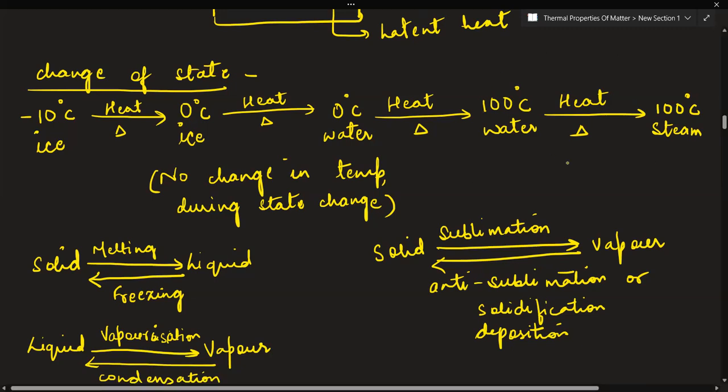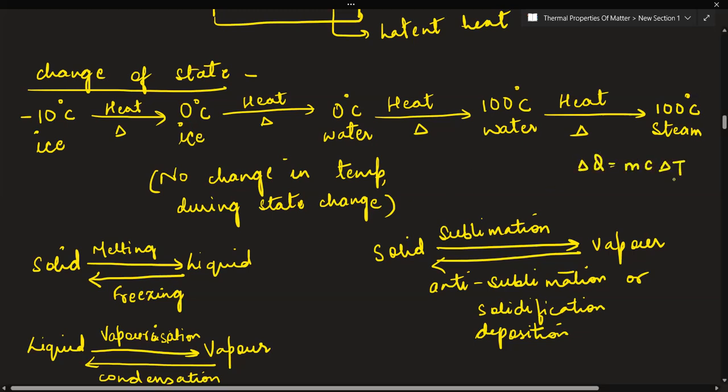The difference in this case is that whenever the state is changing, from water to steam or from ice to water, there isn't any change of temperature. So we have change of temperature first, then change of state, then change of temperature, then again change of state. Now understand: whenever we have changes of temperature, like from minus 10 degrees Celsius to 0 degrees Celsius, or from 0 degrees Celsius to 100 degrees Celsius, you use MC delta T to calculate heat.